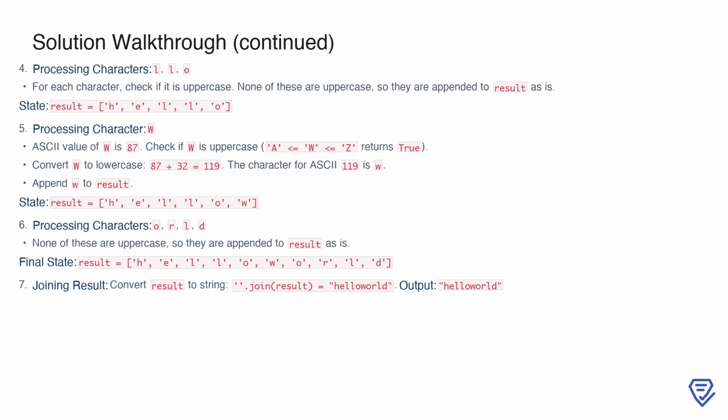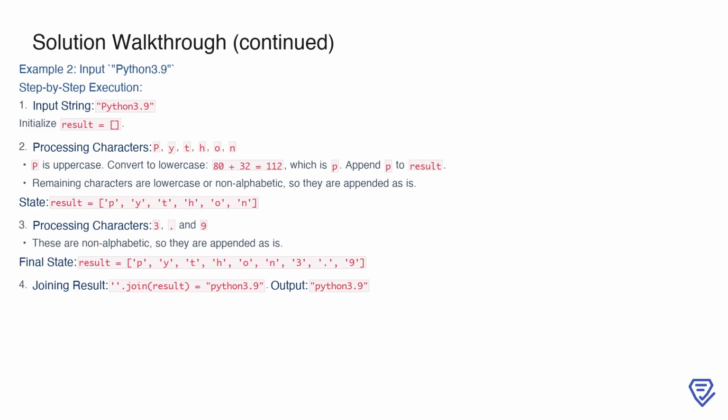Finally, we process the remaining characters O, R, L, and D. Since these are all lowercase, they are appended as is. By the end of this step, the result list is H, E, L, L, O, W, O, R, L, D. Combining all characters in result using the join method gives us the final output string, Hello World.